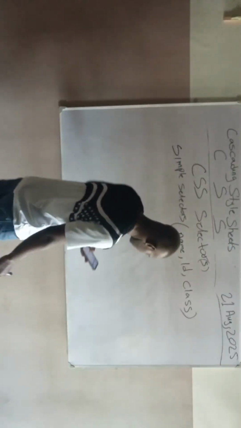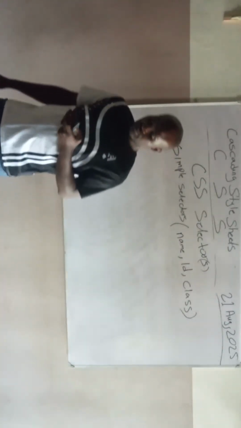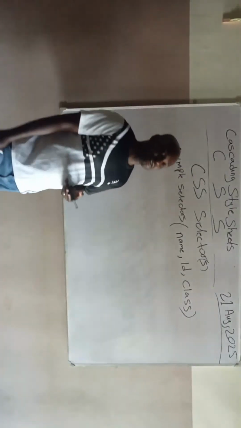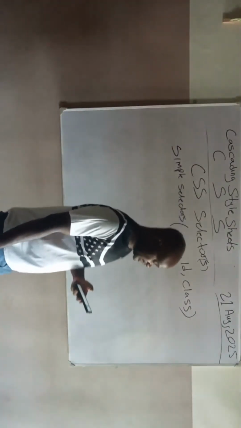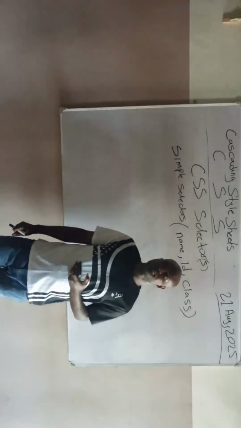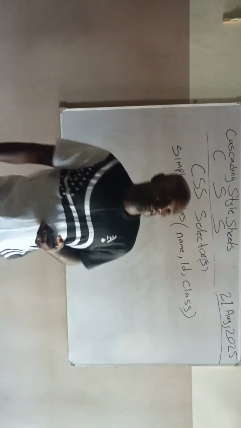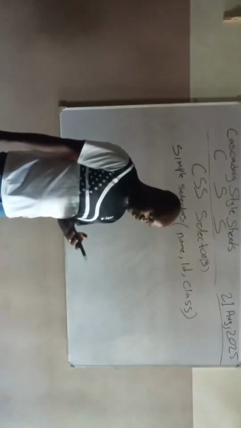Alright, simple words, selectors. And we said simple selectors select elements based on their what? Name, ID, and what? Class. Now let's take it one by one.